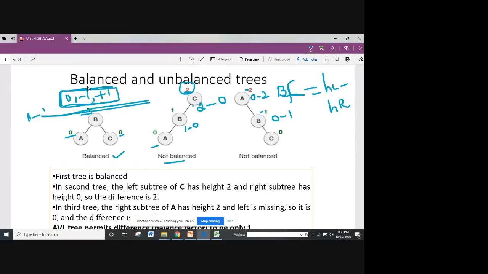Having a standard, how to find if the tree is balanced or unbalanced is to find the balance factor, and if it includes these three, it is balanced. If it is not from these three, then it is unbalanced. That is the general condition.